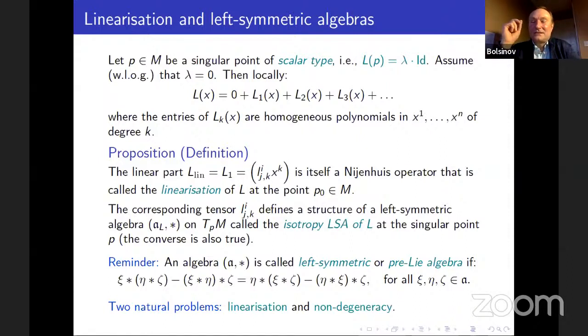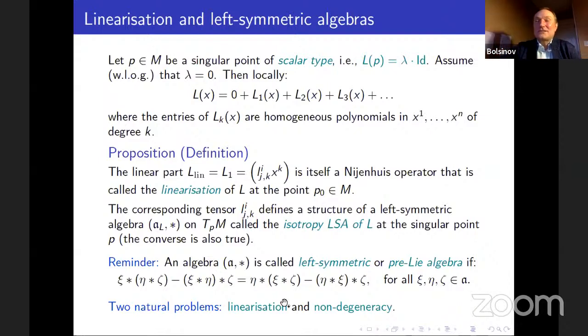If we consider just usual associative algebra and consider the operation AB minus BA, then it will define the structure of a Lie algebra. That's something everybody knows. But it appears that associativity is not necessary for this property. What is necessary is just this: it's left symmetric. So the left symmetric algebras are basically those for which AB minus BA defines a Lie algebra.